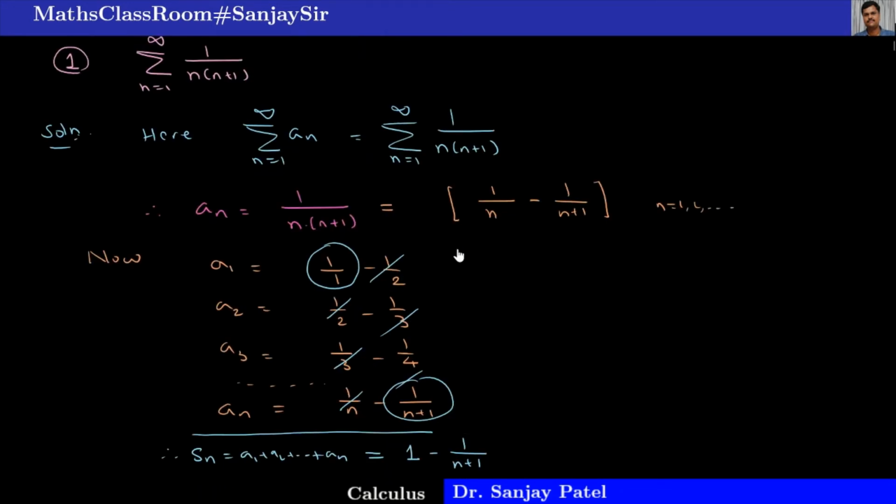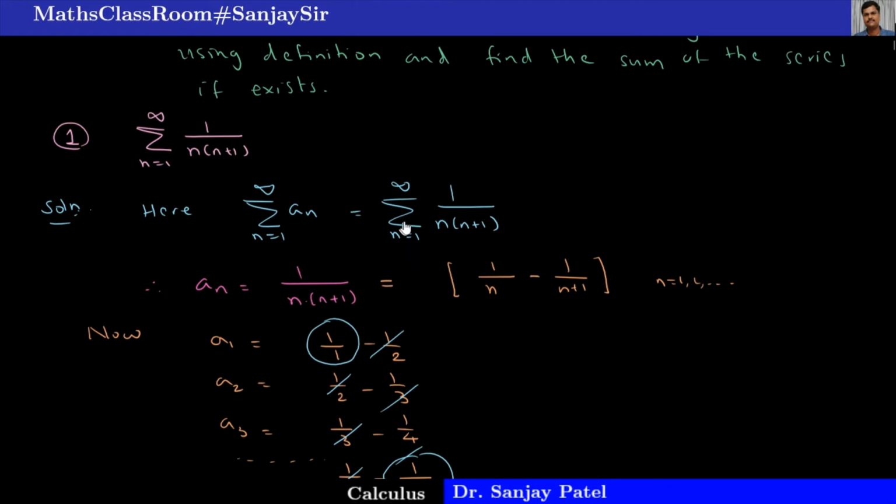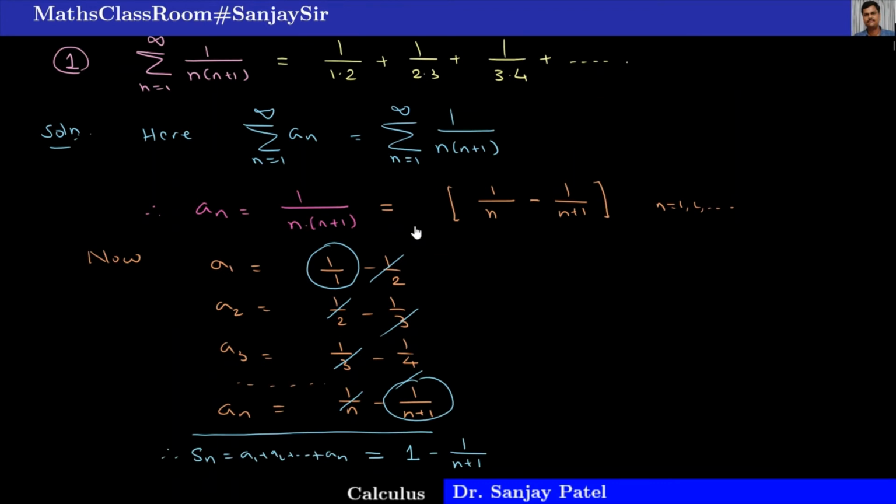You can also write this series in the other, expanded form, and the question can be asked this way also, by putting n equal to 1, 2, 3 and so on. So 1 upon 1 into 2, plus, for n equal to 2, 1 upon 2 into 3, plus 1 upon 3 into 4, plus and so on. So they can ask it this way also: prove that this series is convergent and find the sum. Okay, let us go to the next problem.